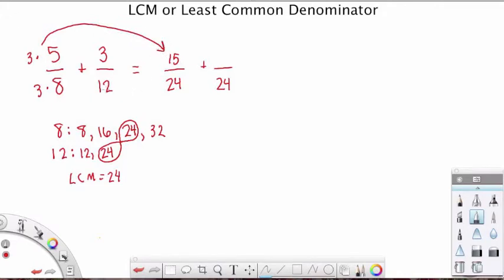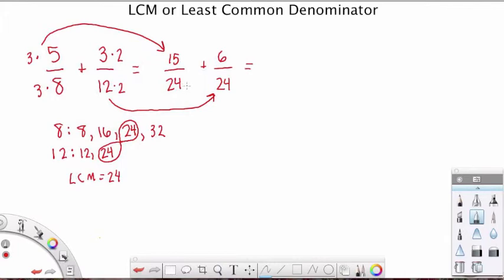And if I take a look at 12 and 24, what happened to 12 to get it to be 24? Well, I multiplied it by 2. And if I multiply the denominator by 2, if I want an equivalent fraction, I need to do the same thing to the numerator. So I'm going to take 3 times 2, and that'll give me 6. And there is my equivalent fraction for that. Now I can add.